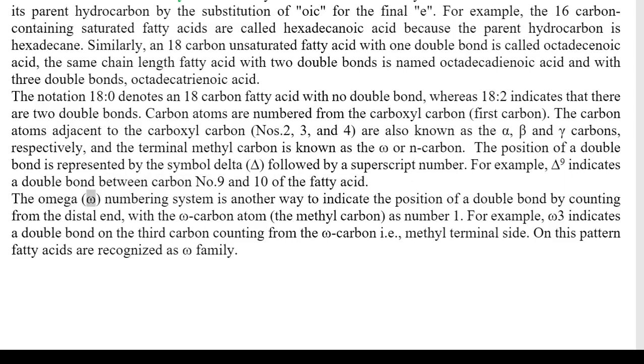The omega numbering system is another way to indicate the position of a double bond, by counting from the distal end, with the omega carbon atom, the methyl carbon, as number 1. For example, omega 3 indicates a double bond on the third carbon counting from the omega carbon, i.e., the methyl terminal side. On this pattern, fatty acids are recognized as the omega family.